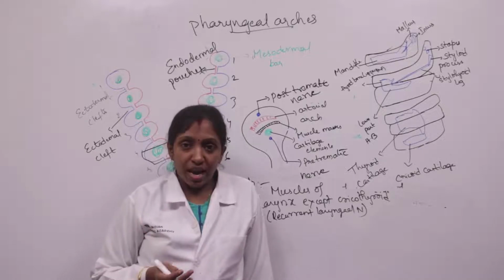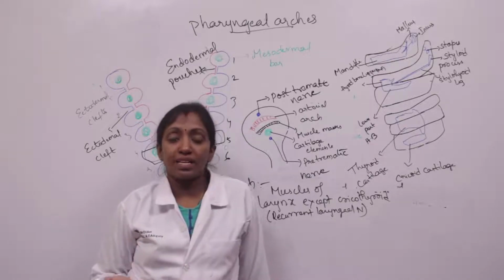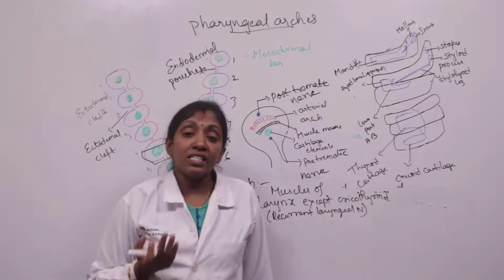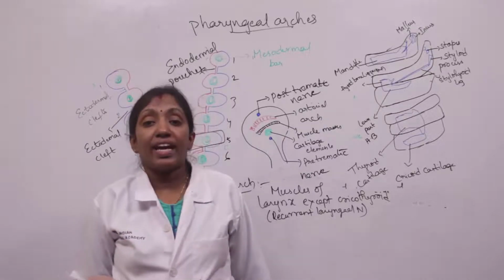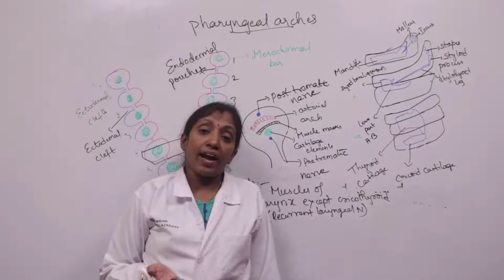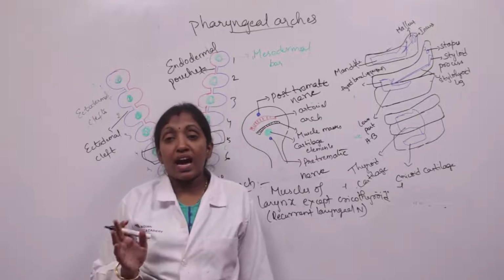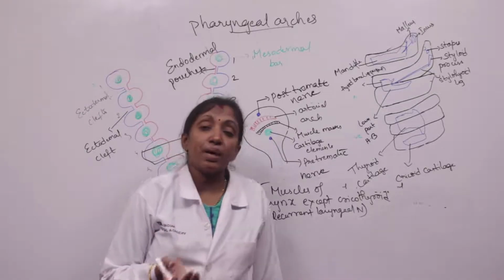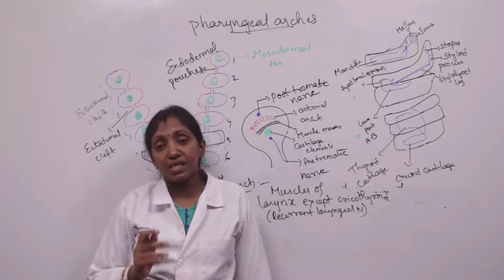So from the first arch, what are the muscle derivatives? They are muscles of mastication, tensor tympani, tensor veli palatini, anterior belly of digastric, and also mylohyoid muscle. These muscles are derived from the first arch. That's why they are supplied by the nerve of the first arch, that is mandibular nerve.